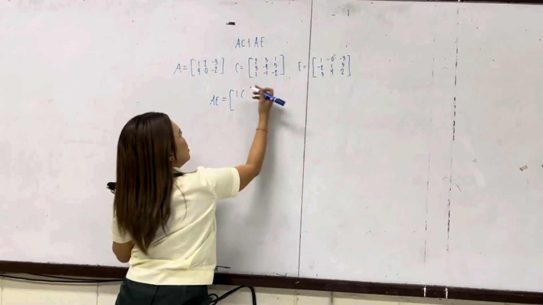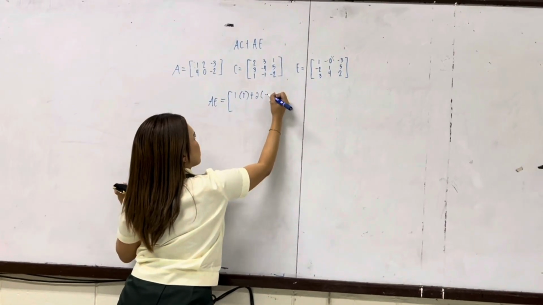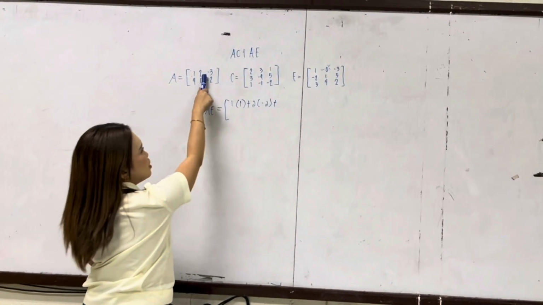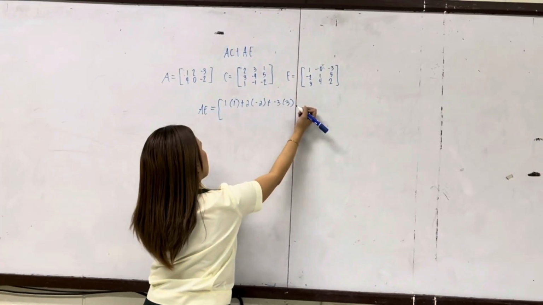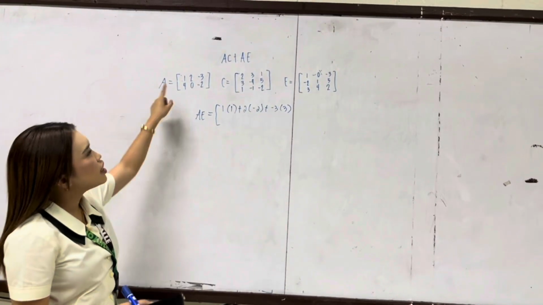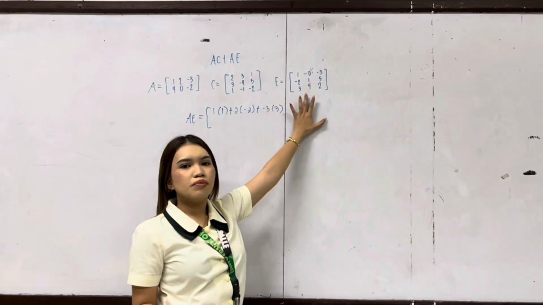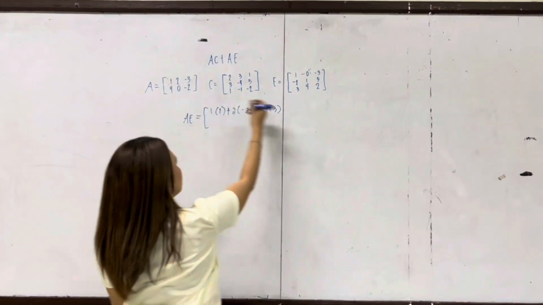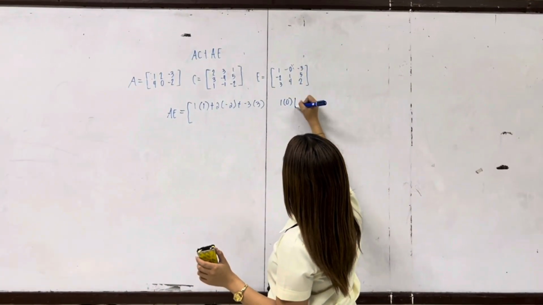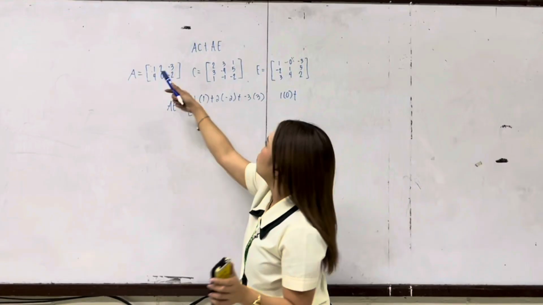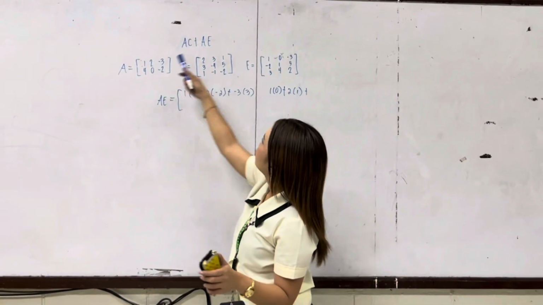So 1 times 1 plus 2 times negative 2 plus negative 3 times 3. Next is still the first row of A to the second column of E. So 1 times 0 plus 2 times 1 plus negative 3 times 4.